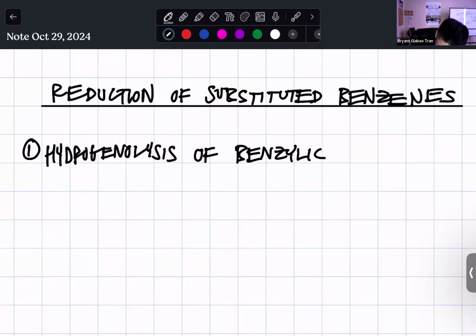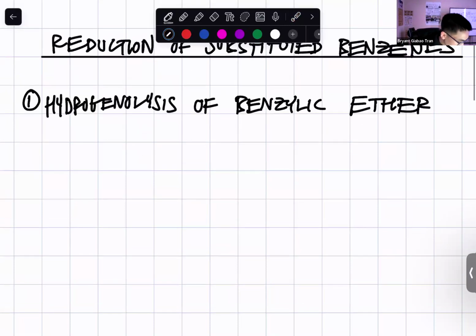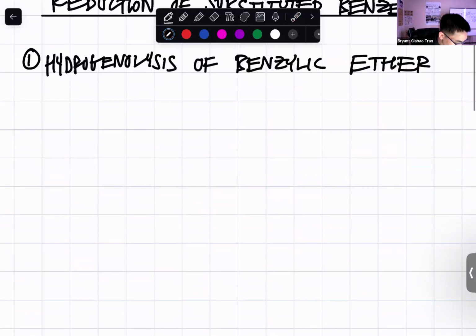This is going to reduce benzylic ethers and not any other ordinary ethers. We are interested in the benzylic ether, like how we were interested in the benzylic intermediates in the last examples, like the benzylic radical, cation, anion. For example, I'll give you a simple example first, and then I'll give you a practice problem to try.